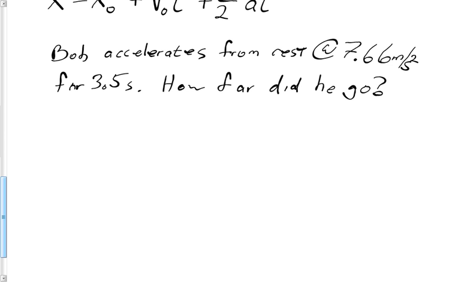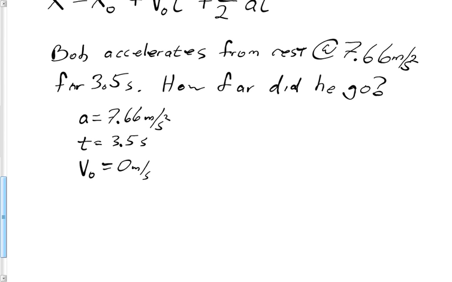So what is given? Again, we have an acceleration that is 7.66 meters per second squared. We have a time that is equal to 3.5 seconds. We did say that he started from rest, so his initial velocity, v naught, is 0 meters per second. We don't know the final velocity. In fact, I could write that in. Don't know the final velocity.